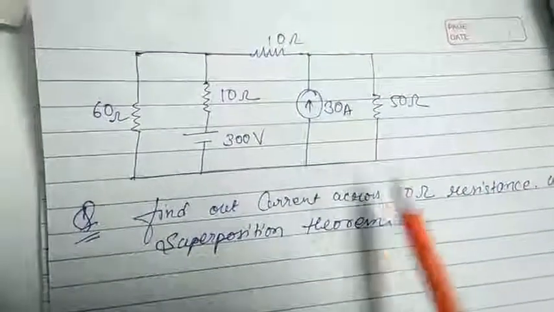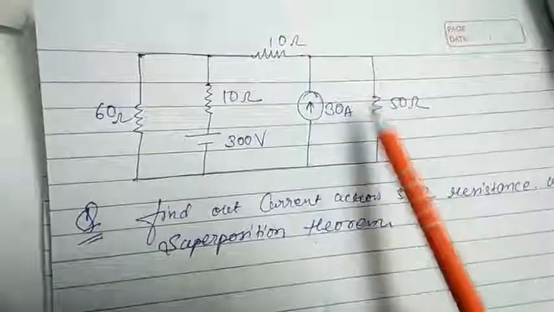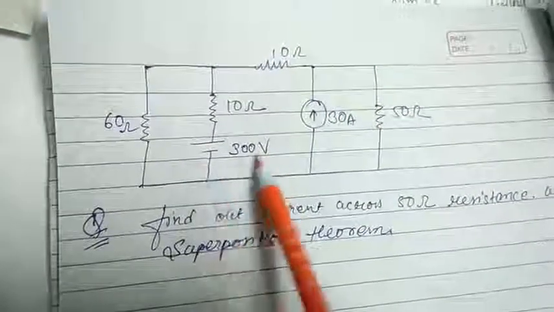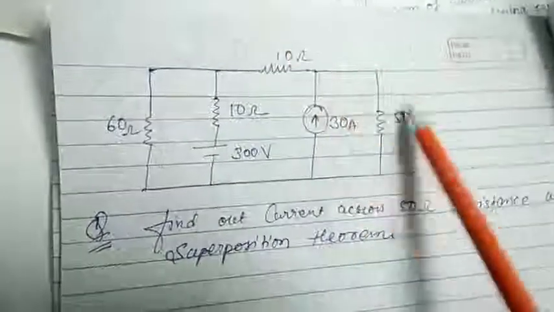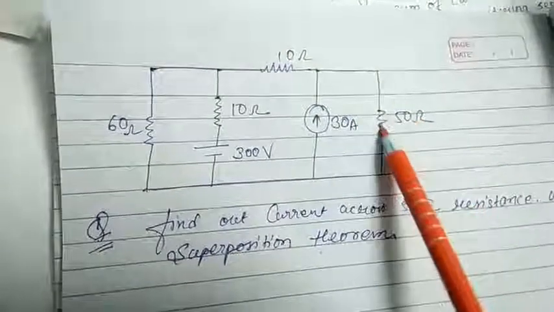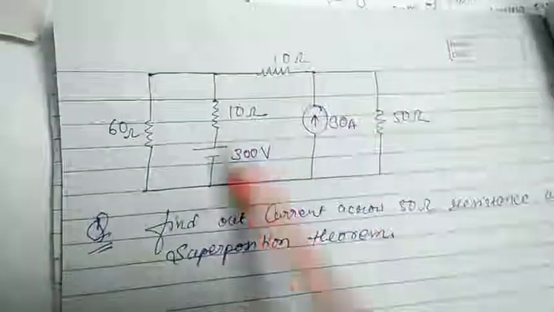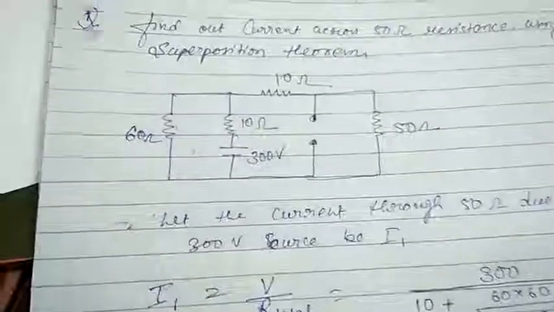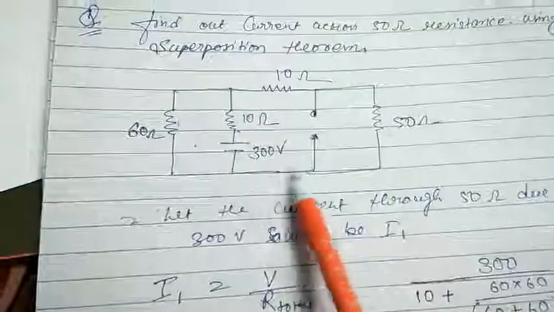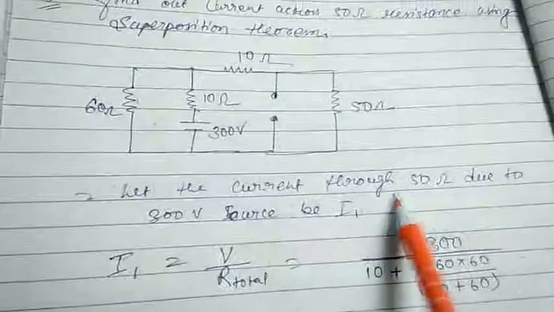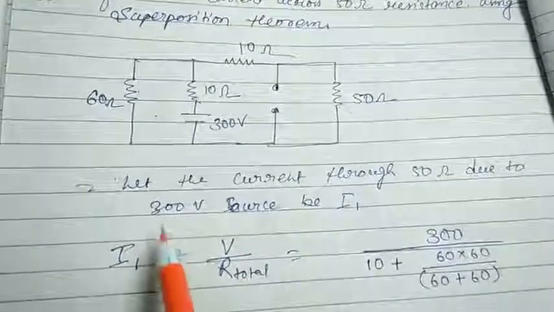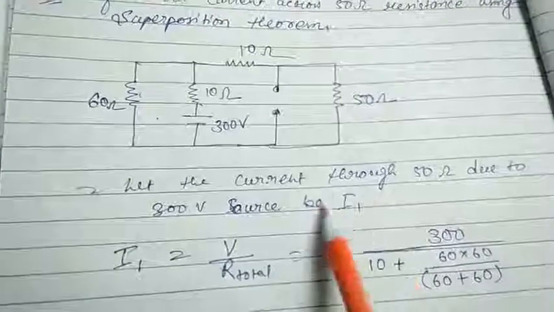Now, in order to find the current through this, first of all we will consider this voltage source and make the other source inoperative. We will find the current across this resistance due to this voltage source. Let the current through the 50 ohm due to the 300 volt source be I1.